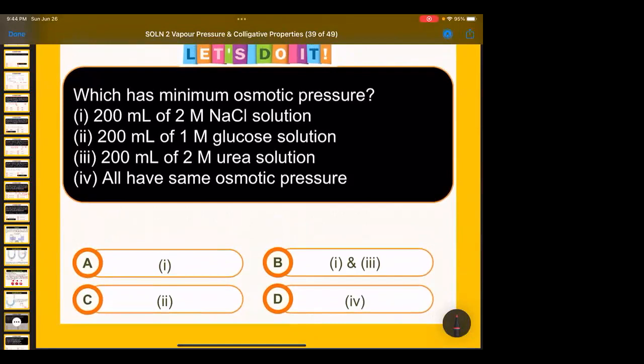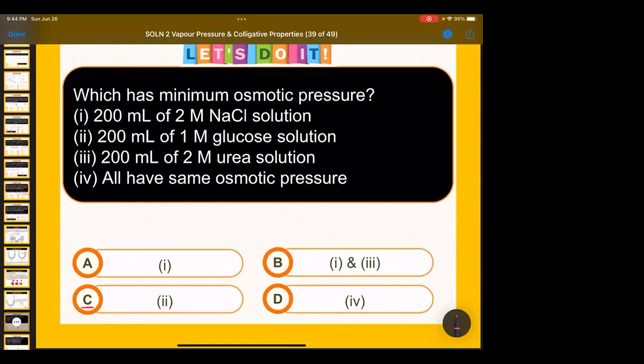So you need to find the minimum osmotic pressure. Which one? Option C, the third? Okay. So you just don't need to find the exact value. Sir, C is the second option. Yeah, second option. Good.